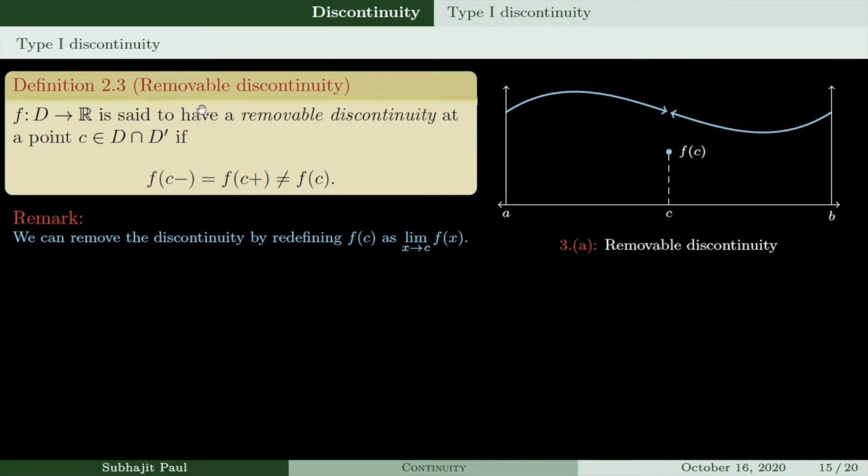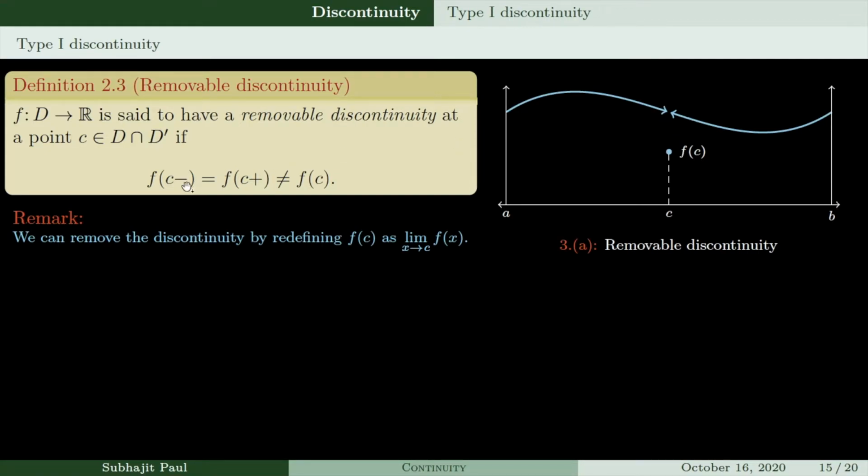Let's see more about type 1 discontinuity. The first category under type 1 discontinuity is a removable discontinuity. So the first figure that you saw there is a removable discontinuity. f is said to have a removable discontinuity if the limit exists at that point, but the functional value is not the same.